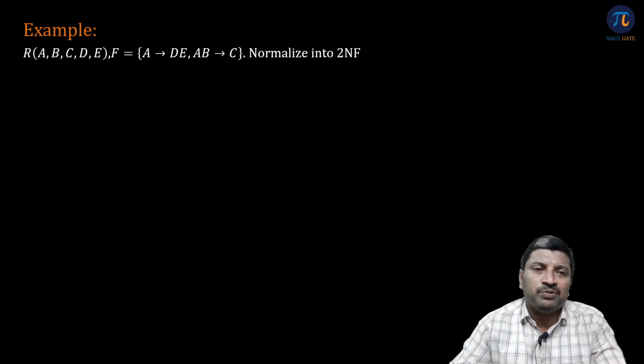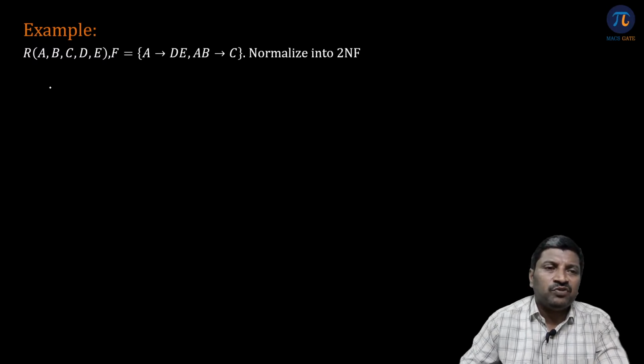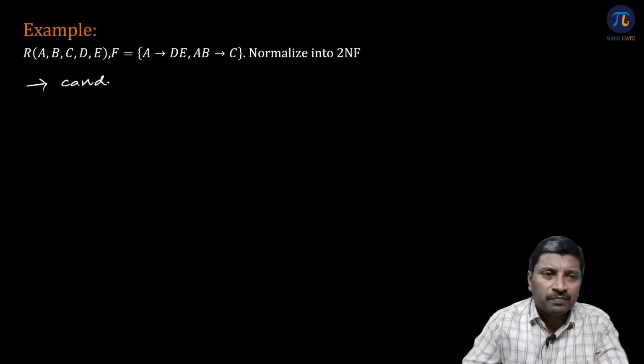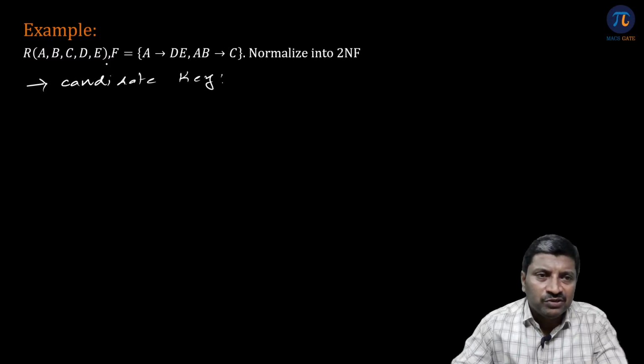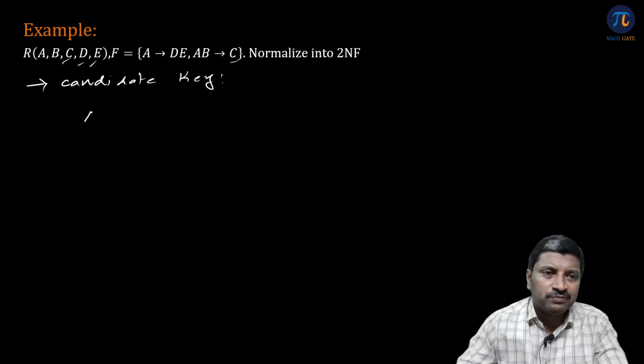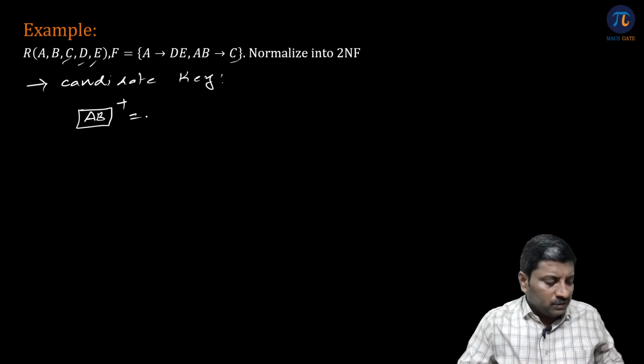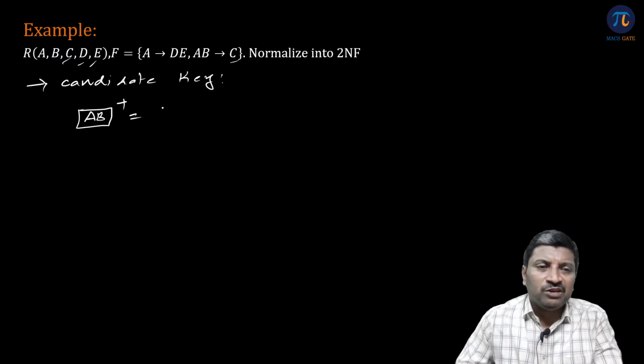Let us do one more example. Let us consider it, sir. The first step is how to find the candidate key. How to find the candidate key? Sir, please observe it. D, E is present, C is present, but AB is not present. So what is AB closure? If you are having any doubts, please raise them in the chat box. What is AB closure, sir?